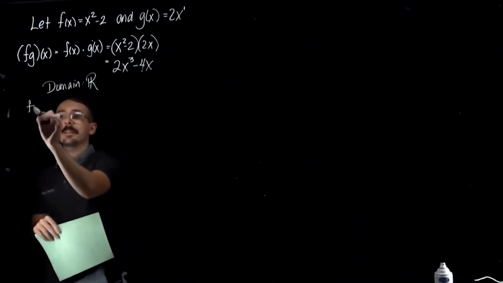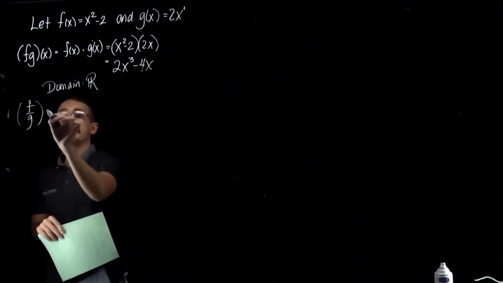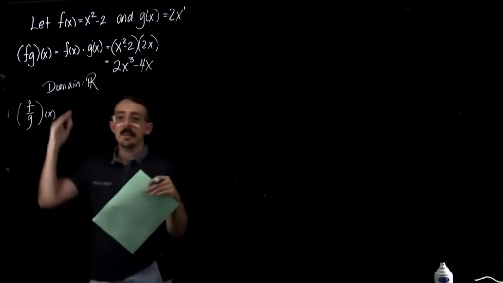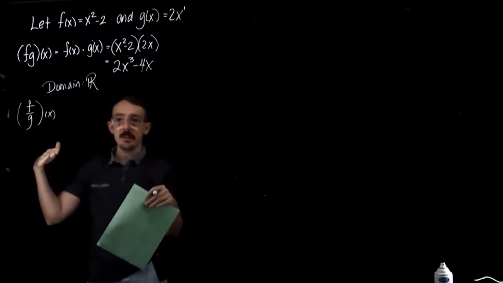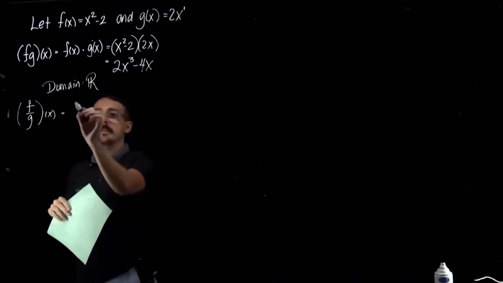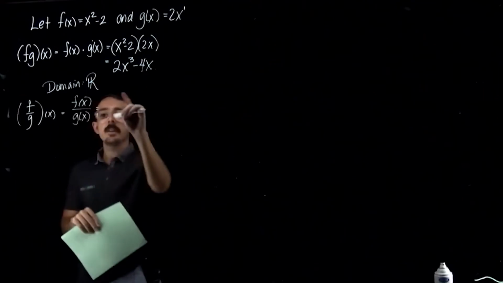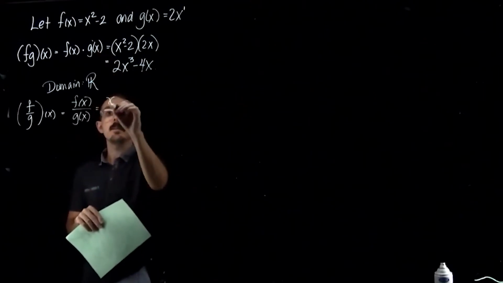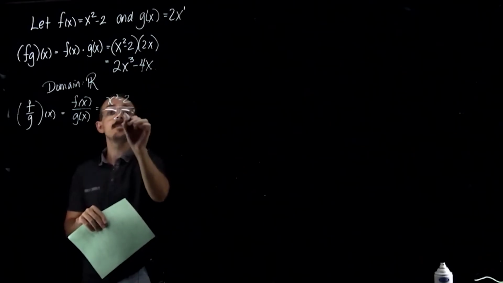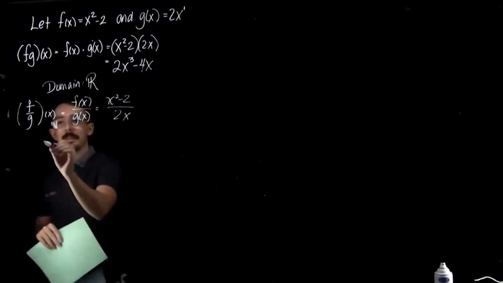How about if I do something like this? Here I'm going to take f and divide it by g. So this is equal to f of x divided by g of x. So then I'm going to put f of x on top, g of x on the bottom. What's the domain of something like this?